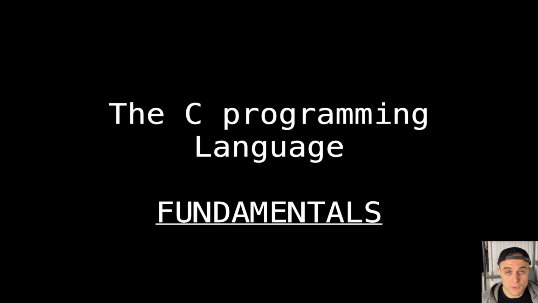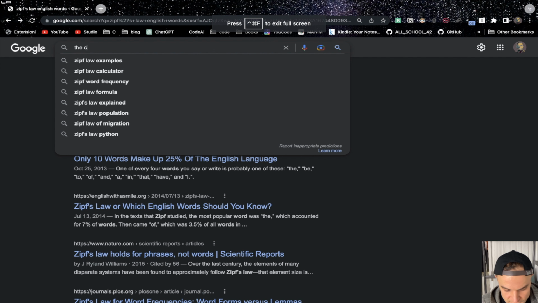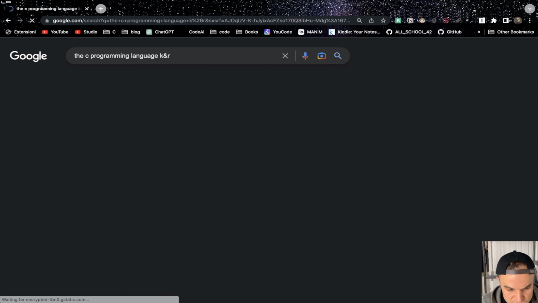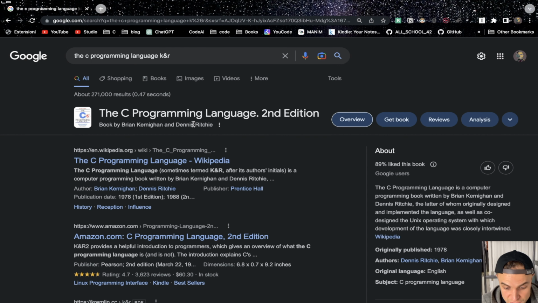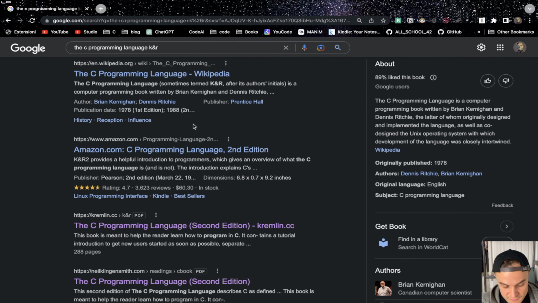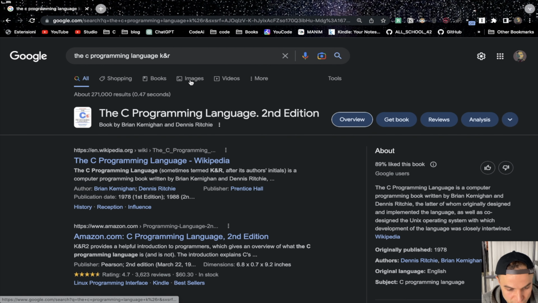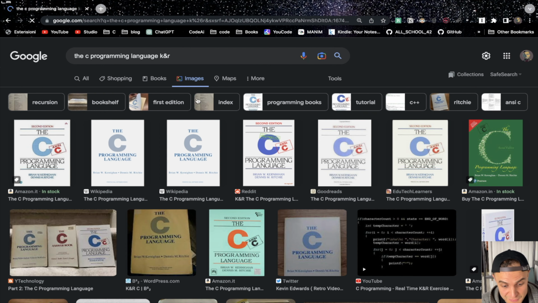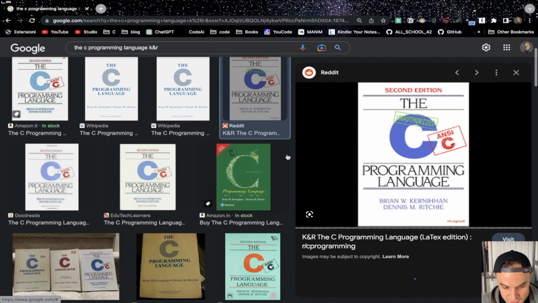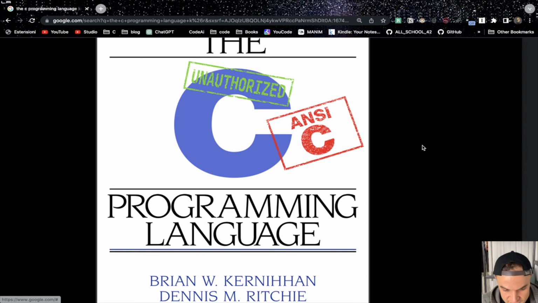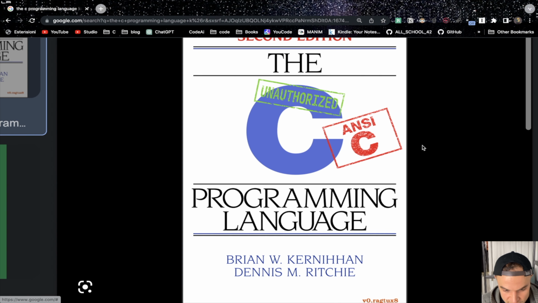I'm going to follow the C programming language book that I'm now going to show you. The C Programming Language by Kernighan and Ritchie, which is the gospel of the C programming language, because, well, they are the creators of the language, so who better than them? Here it comes. Here is the book, The C Programming Language by Kernighan and Ritchie.